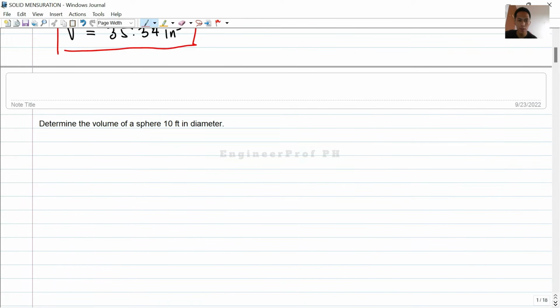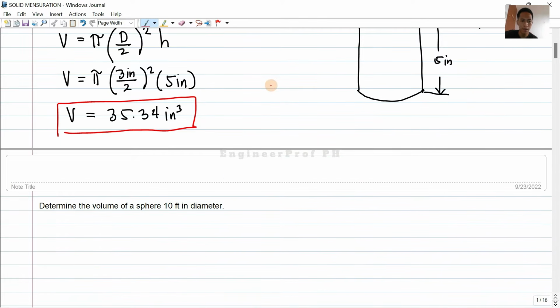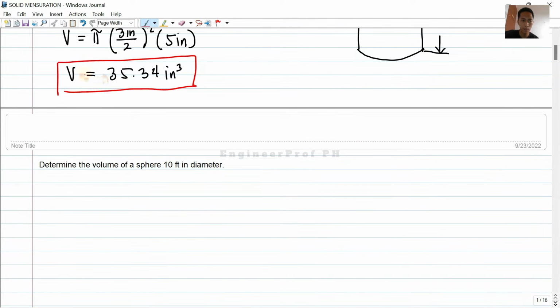Okay, so what is the volume of a sphere of 10 feet in diameter? So, yung formula natin guys dito sa first problem is for cylinder. This is for cylinder. And then in the next problem, we are required to get the volume of a sphere. Basically, sphere is a three-dimensional object. So, yung volume ng sphere is just equal to 4/3 pi r cubed.